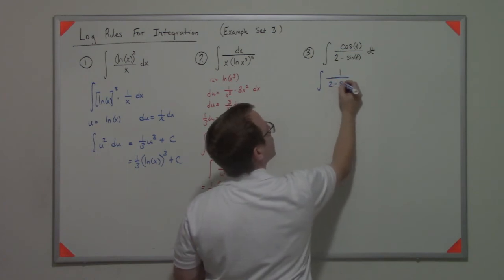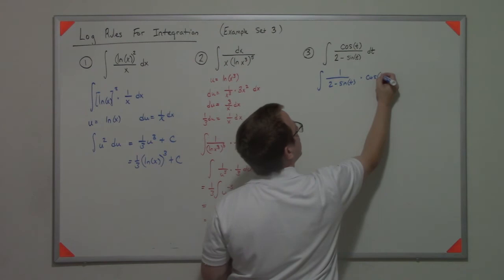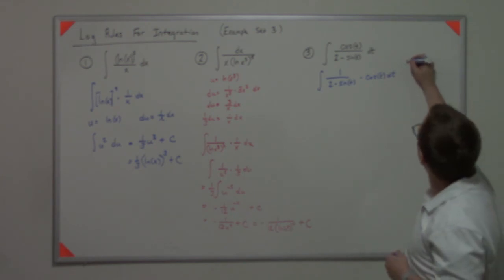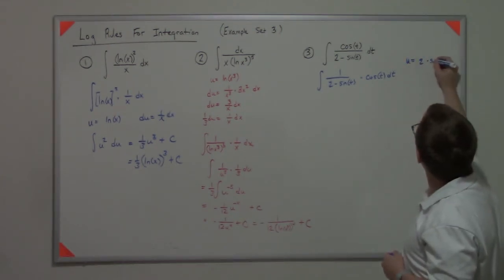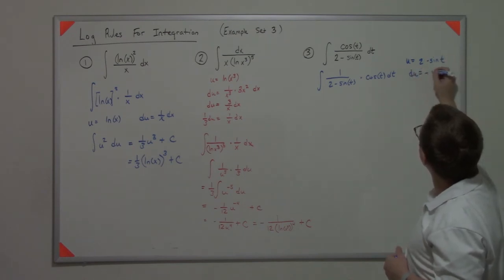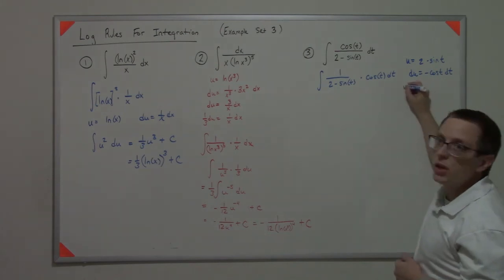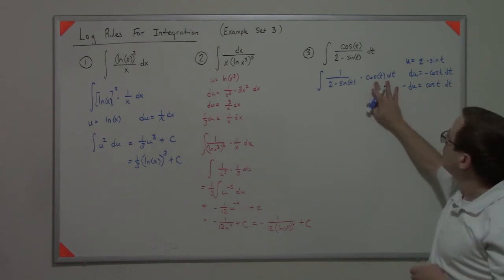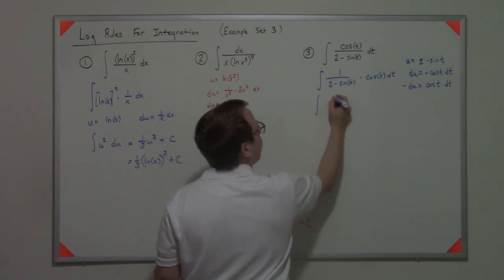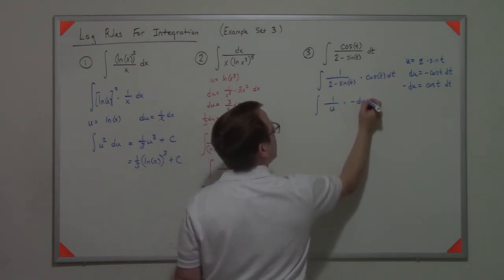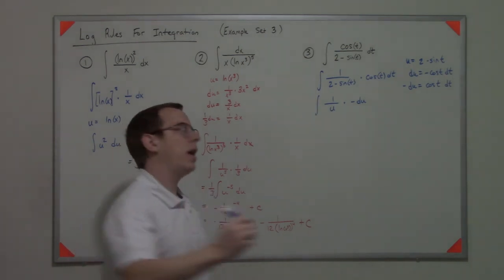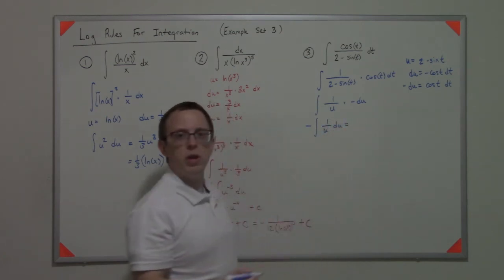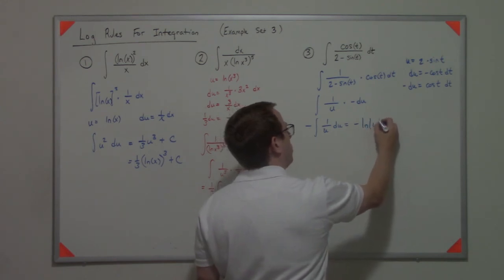So if I say that this is 1 over 2 minus sine of t times cosine t dt, all right, well then, if I let u equal 2 minus sine of t, the du is negative cosine t dt. So then negative du is cosine t dt. All right, that'll absorb that. So now I have 1 over u times negative du, at which point I can pull out the negative. 1 over u du, which we know is negative natural log of u plus c.